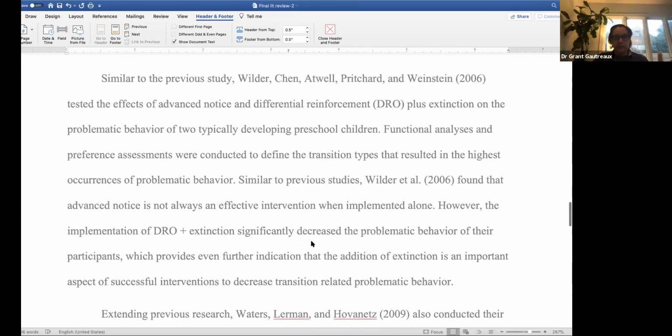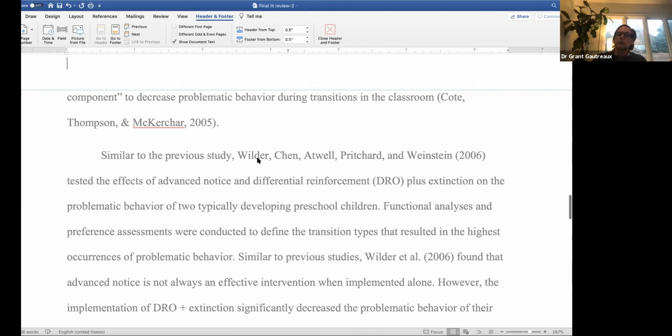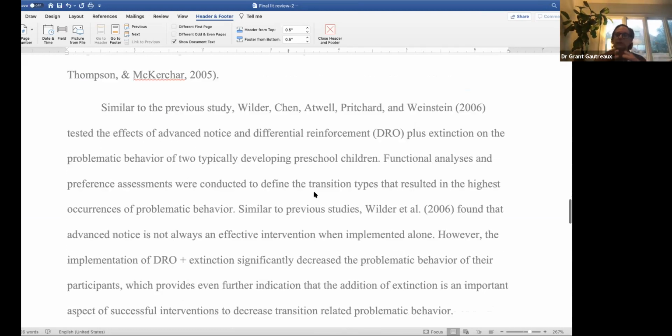All right, this is a good transition. Similar to the previous study, these guys tested the effects of, so that's a good way to connect that. And this probably should be towards the end of the literature review because you're getting into some very specific things.